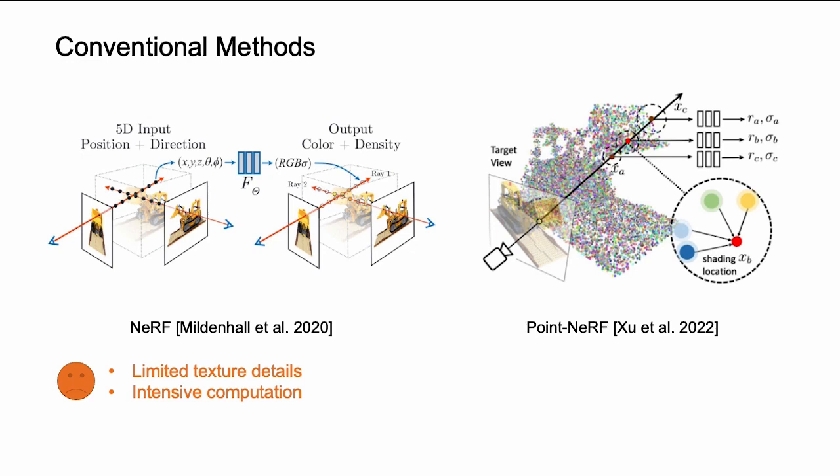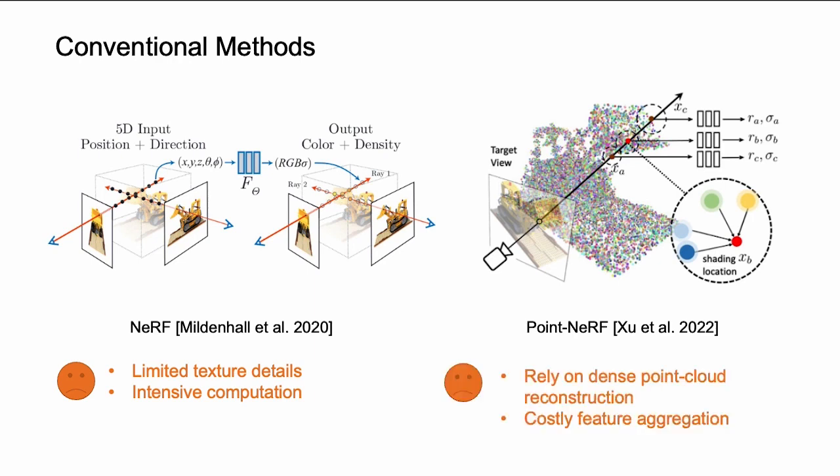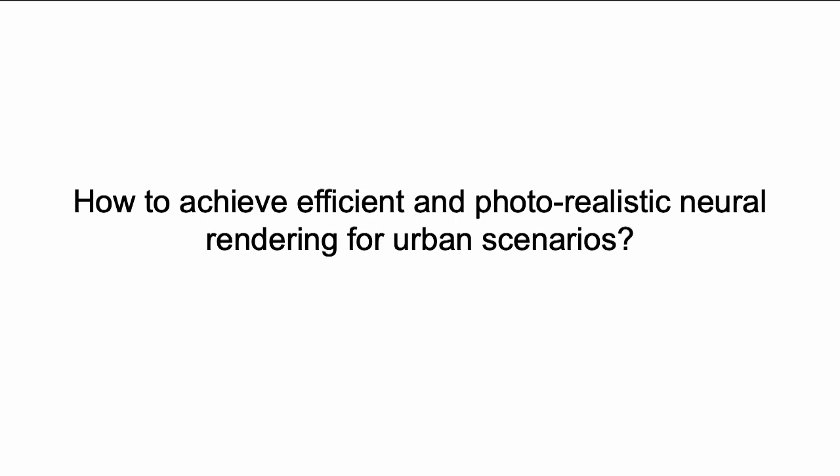More recently, researchers have identified this issue and proposed to combine neural rendering with explicit point cloud reconstruction to improve the efficiency. However, methods like Point-NeRF require dense point cloud and costly feature aggregation. In this paper, we aim to develop an efficient radiance field representation for photorealistic neural rendering in urban scenarios.